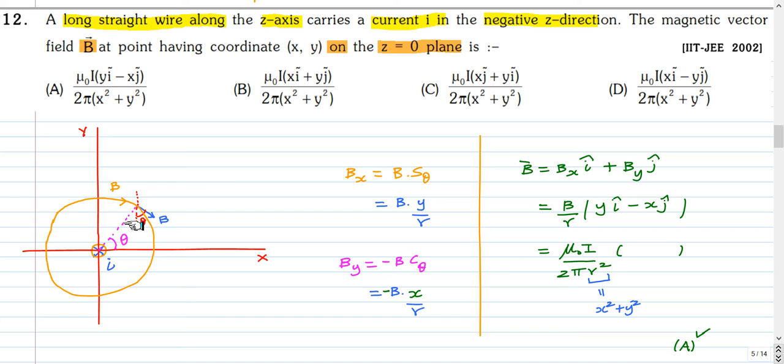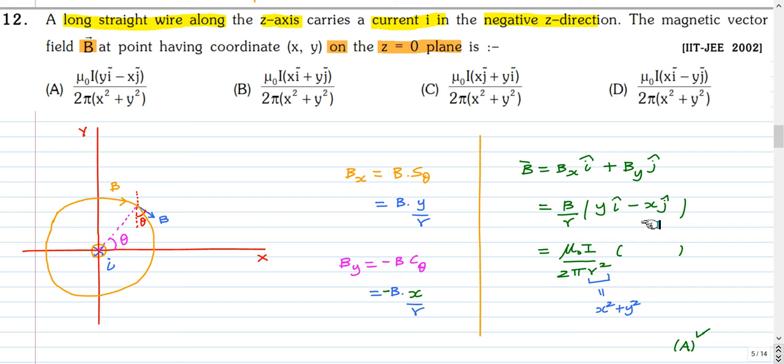So this tangent and vertical are perpendicular to the radial line and x axis, so this angle is also theta. The x component is Bx = B sin theta, and sin theta is y by r if the coordinate of this point is (x, y). And By is minus B cos theta, because it is in the negative x direction, and cos theta is x by r. The total magnetic field is Bx i cap plus By j cap. So from this we get the net magnetic field as B by r into (y i cap minus x j cap).